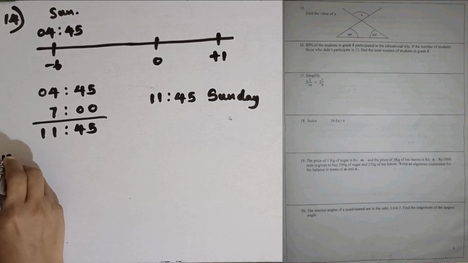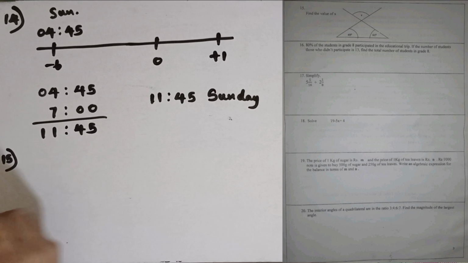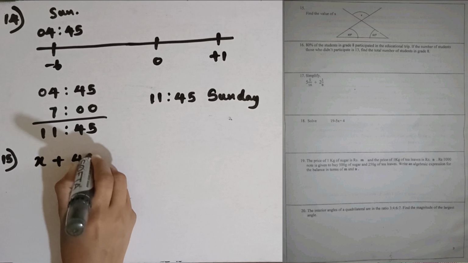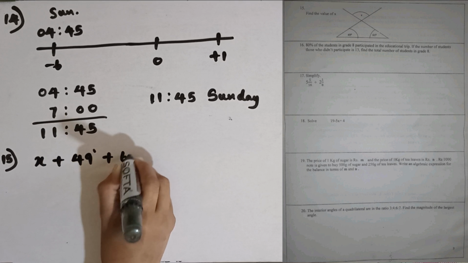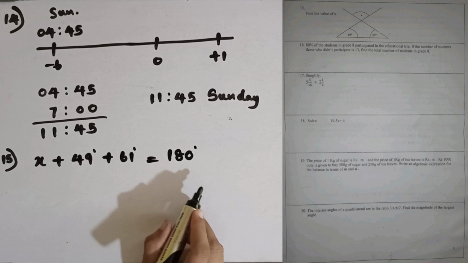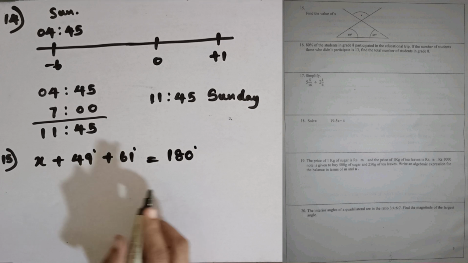Question number 15. Find the value of x. In the given triangle, two angles are given as 49 and 61. The magnitude of the other angle is also equal to x as they are vertically opposite angles. So we can write the equation x plus 41 degrees plus 61 degrees equal to 180 degrees as the interior angle sum of a triangle.